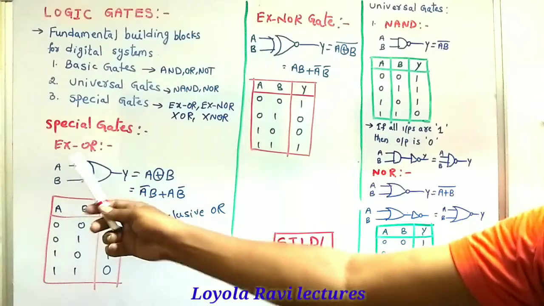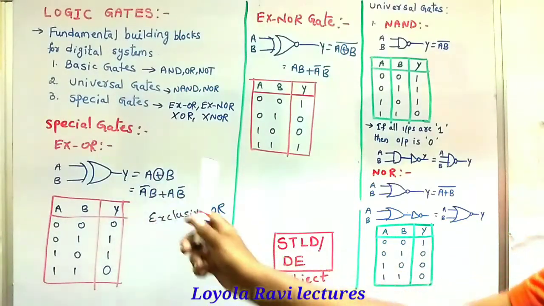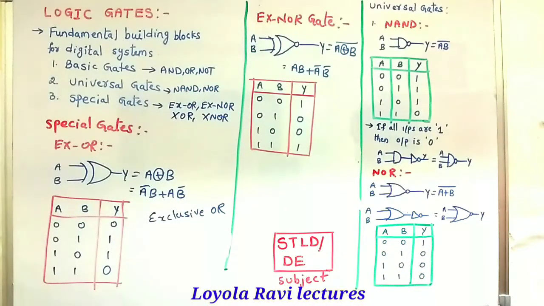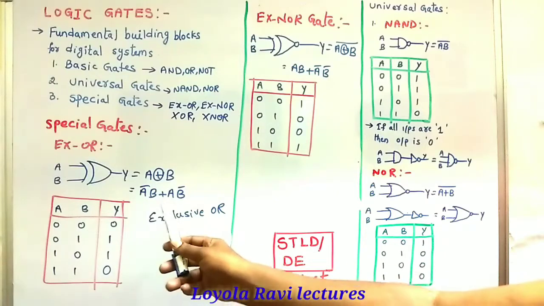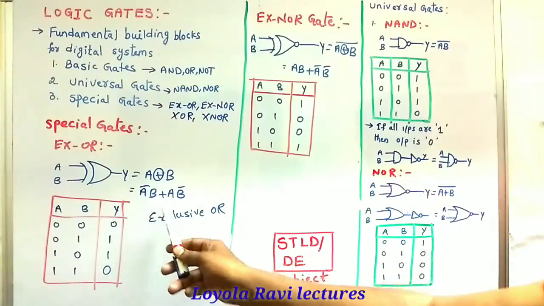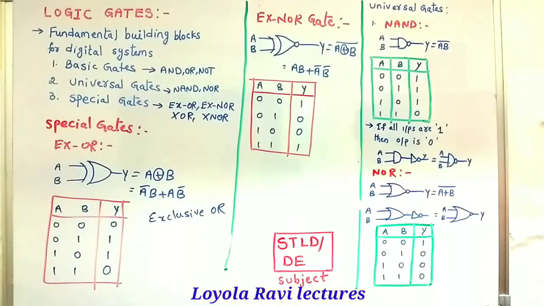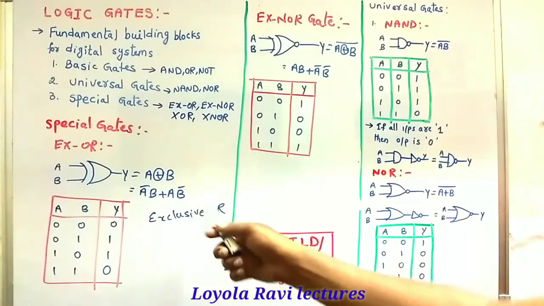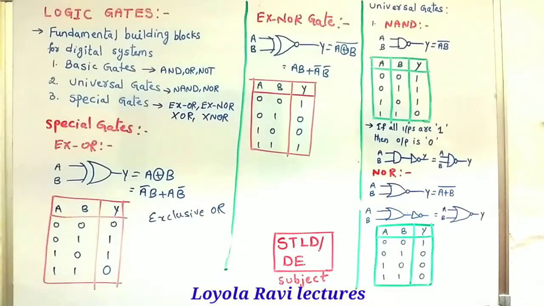It has 2 or more inputs and 1 output. A XOR B is the output expression. It may also be represented as A bar into B plus A into B bar. So how we will get this one, and what is the generalized expression, we will see later. How we will get this?